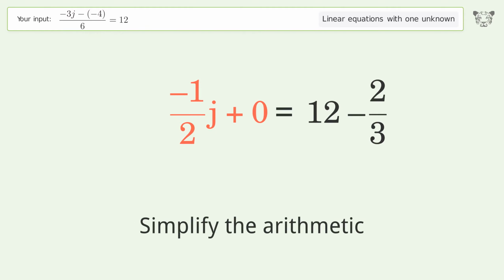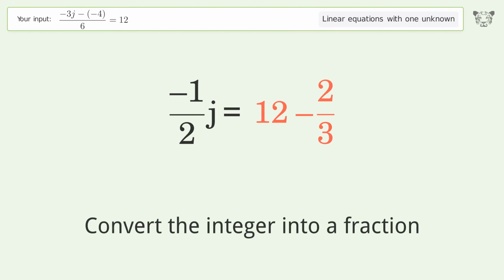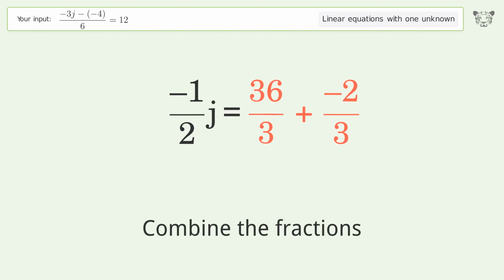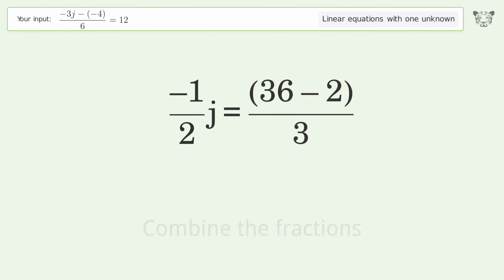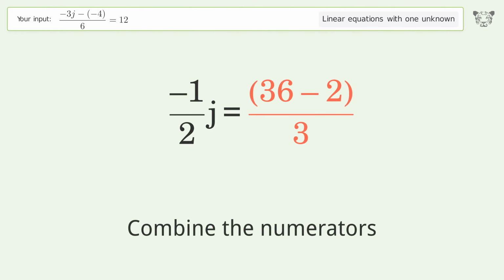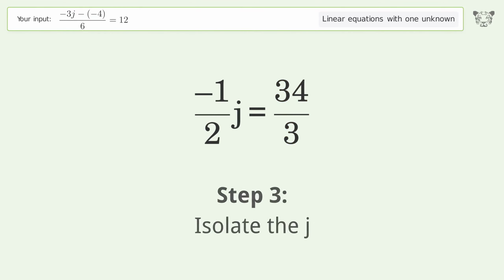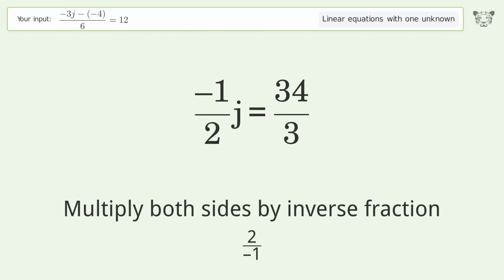Simplify the arithmetic. Convert the integer into a fraction. Combine the fractions. Combine the numerators. Isolate the j. Multiply both sides by the inverse fraction 2/(-1).